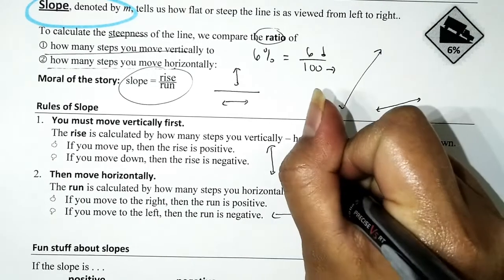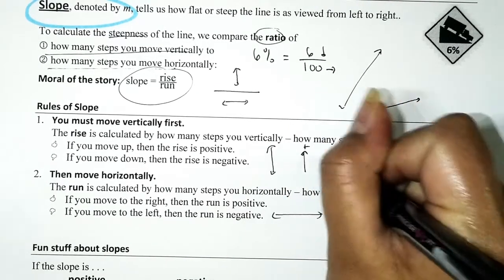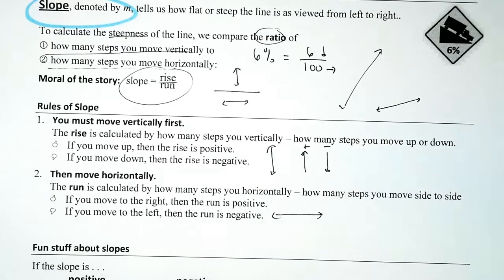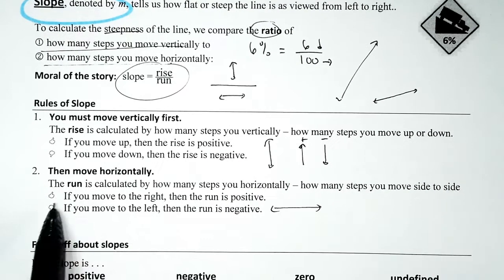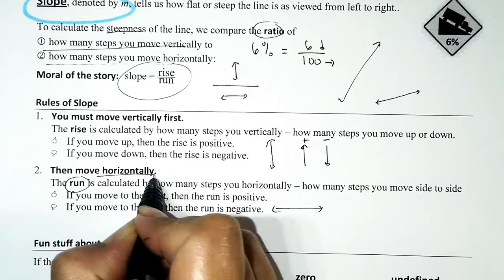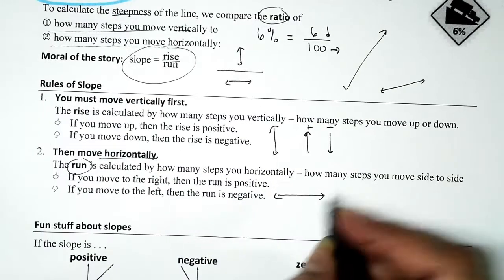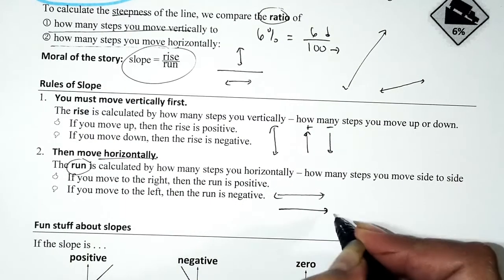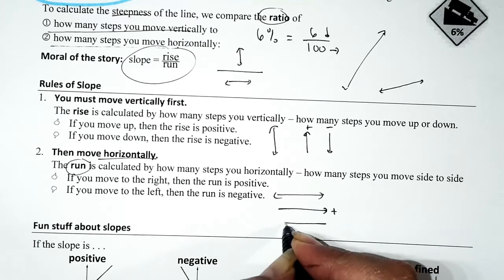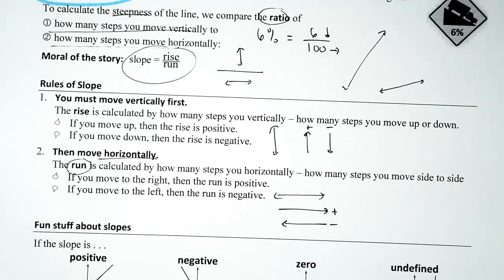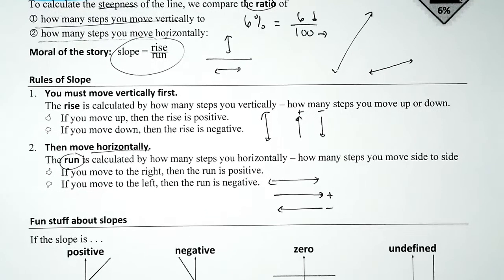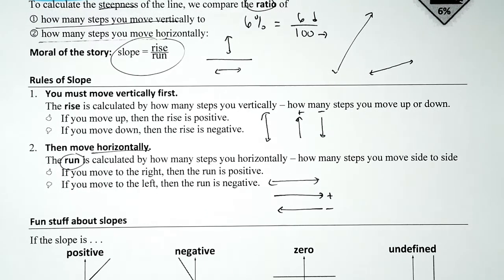If you're going to move up, then your rise is positive, and if you're going to go down, then your rise is negative. Now, what about the run, the sideways action? If you go to the right, then your run is positive, and if you go to the left, then your run is negative. Okay, that's many words right there. This is a little bit tough for me to digest without examples. But before we do some examples, you guessed it, more number sense.